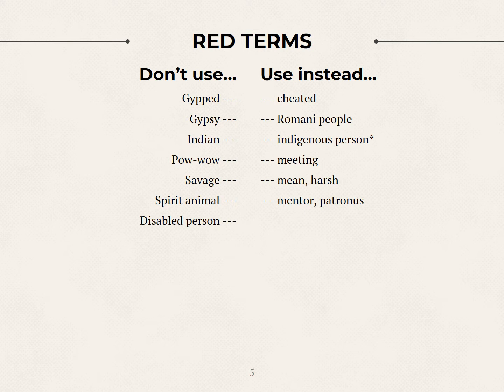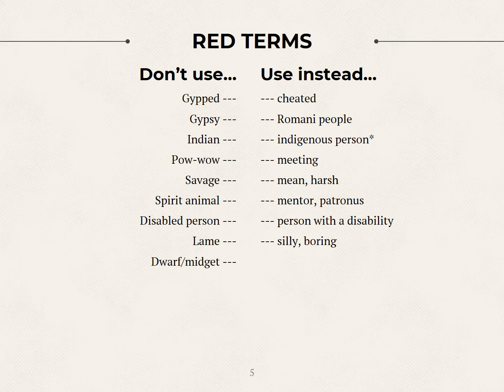Instead of disabled or even handicapped person, you want to use person first language, which is to say person with a disability. Lame is a really hard one, I know, for a lot of folks, but that term harms folks with mobility issues in the same way that the R word listed below harms folks with learning differences.